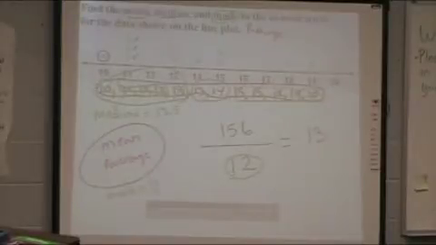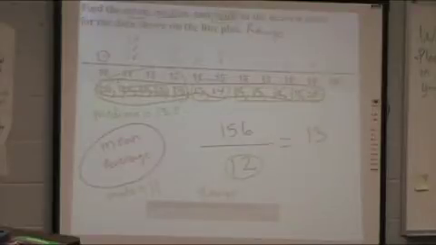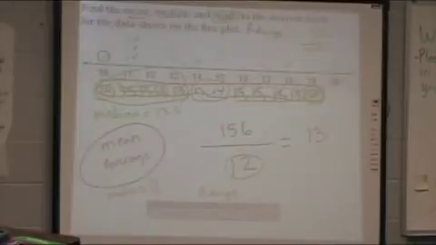And range is the easiest one to find. If you think range is like how spread out is it? That's what range means. So in order for us to figure out how spread out it is, you take the biggest number, 20, and you subtract the littlest number, which is 10, and the range is the answer. So what's 20 minus 10? So what does the range equal? 10.